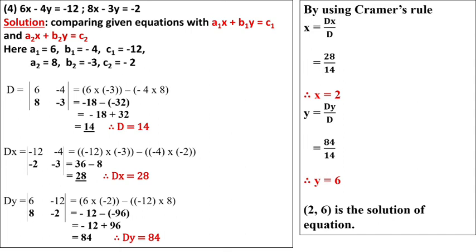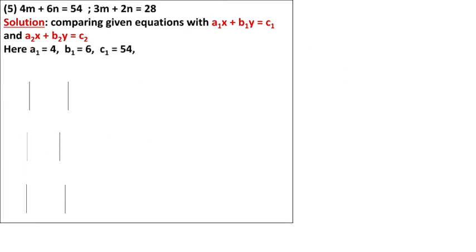Y is given 4m plus 6n equal to 54, 3m plus 2n equal to 28. By comparing the given equations, here we get a1 is 4, b1 is 6 and c1 is 54. From the second equation we get a2 is 3, b2 is 2 and c2 is 28.